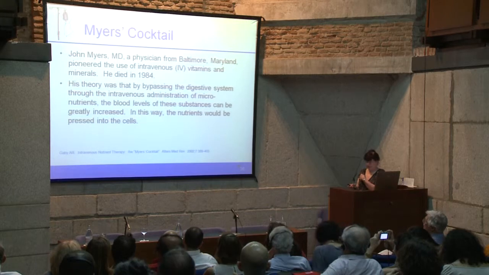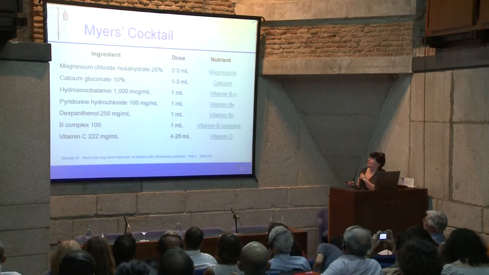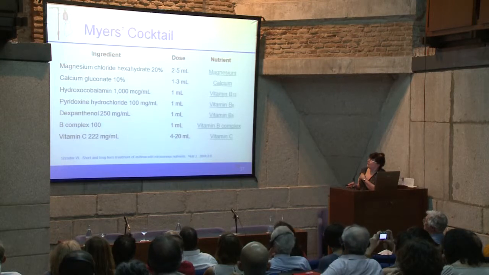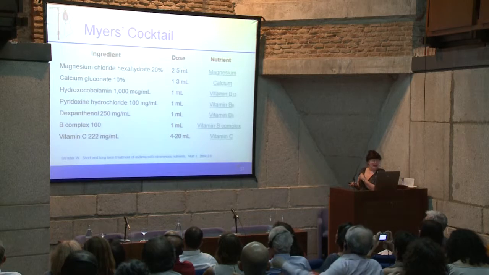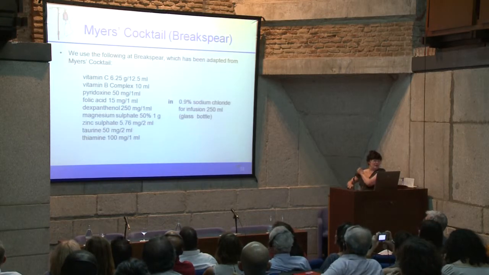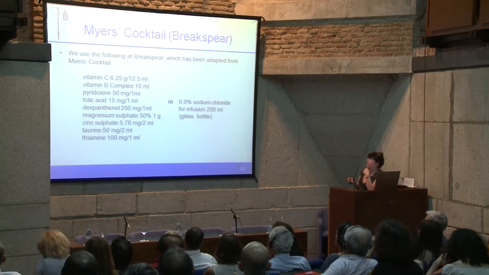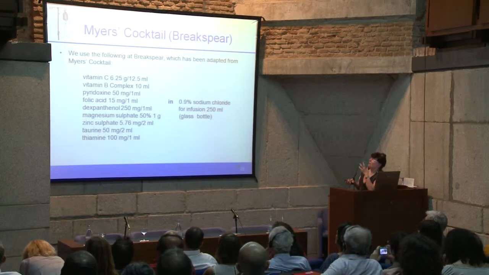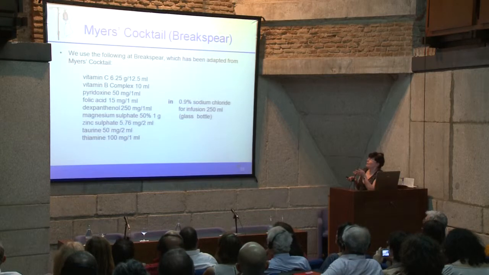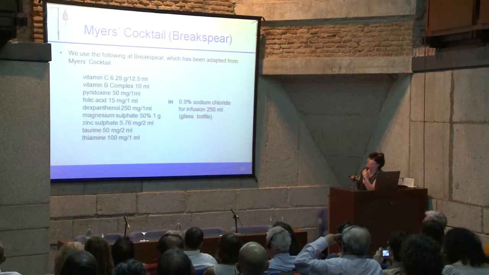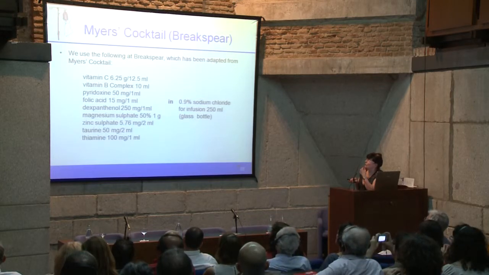And his cocktail was of magnesium chloride, calcium gluconate, hydroxycobalamin, pyridoxine B6, dexpanthenol B5, B-complex, and vitamin C. However, we use this at Breakspear. We use vitamin C, and we can use different doses of vitamin C. We've used up to 50 grams in a day, but B-complex, which includes all of the other B vitamins, up to 50 milligrams per mil in that, and folic acid 15 milligrams, pyridoxine 50 milligrams, dexpanthenol 250.